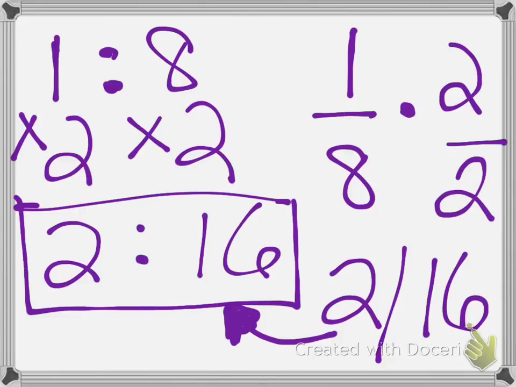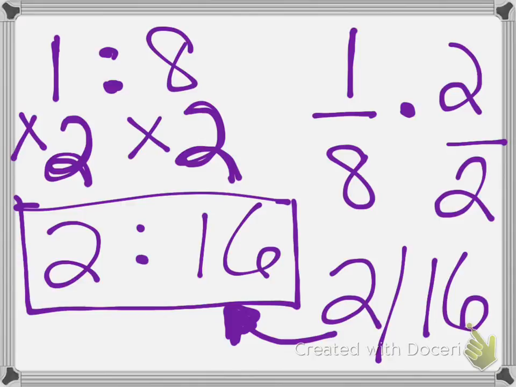If we do it our fraction way, we still get 2:16. But what we have to do is we cannot multiply by 2 over 1, even though it's 2. We have to multiply by 2 over 2, like we did over here. We only multiplied by the 2, we did not multiply by the 1. So we only multiply by the 2, even if it's a fraction.